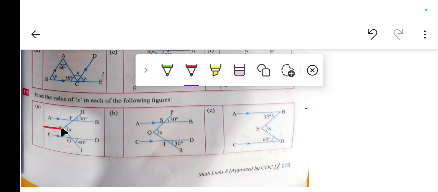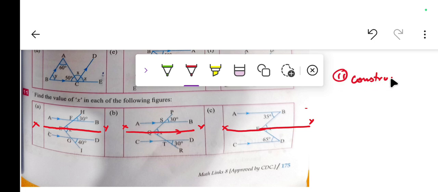Construction of a line passing through point E and parallel to line AB. Let us name it XY. In each of the cases, the same thing we have to do. Name it XY. And that line should be parallel to AB and CD. And you can write in a statement for this question, question number 11, construction. What kind of construction is done? A parallel line construction is done.